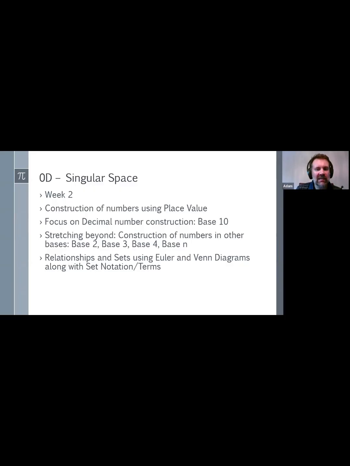You also learn relationships and sets in this week using Euler and Venn diagrams along with set notation and terms. As a note, that name Euler is pronounced "Oiler." Sometimes it's confused as Euler or something else. But if you want to sound smart, you can say it's "Oiler." He was, I think, a Swiss mathematician. So you'll use Venn diagrams and Euler diagrams in order to understand sets and relationships between numbers, just like I talked about in my domains video.